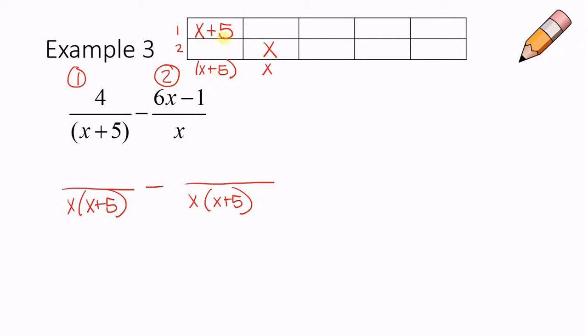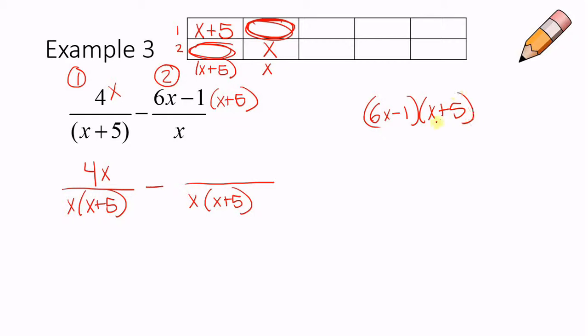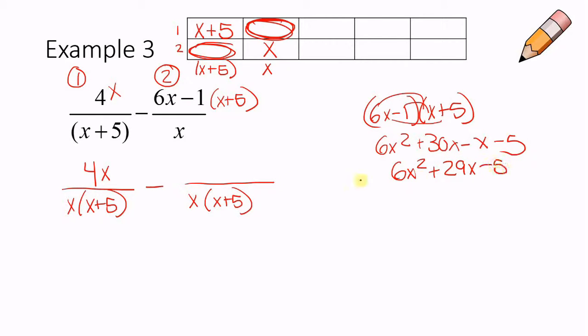There we go. So now my first fraction is missing x, so I need to multiply by x. My second fraction, however, is missing x plus 5, so we need to multiply by x plus 5 here. This one's pretty easy. I'm just going to get 4x. Now we need to know what is 6x minus 1 times x plus 5. Distribute, I'll get 6x squared plus 30x minus x minus 5. So I'm going to get 6x squared plus 29x minus 5.